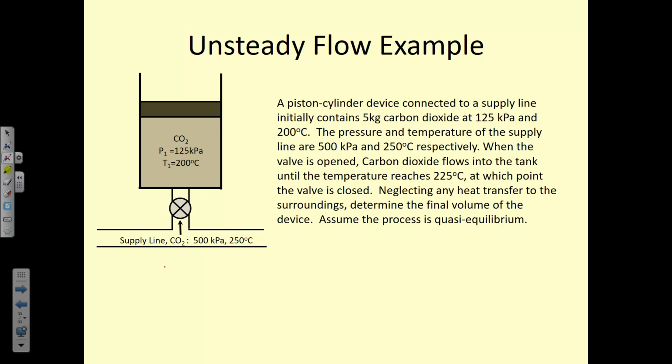What do you think? If it's a piston cylinder device, what are some of the things we know about it? Okay, we're going to have a boundary work term. What else? The pressure's constant because it's not constrained in any way, right? There's no piston stops, there's no spring. It's not constrained, so the pressure will be the same from the initial to the final, which is good. It makes the problem easier to solve. What else?